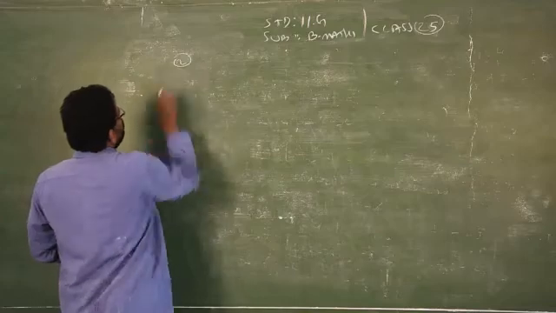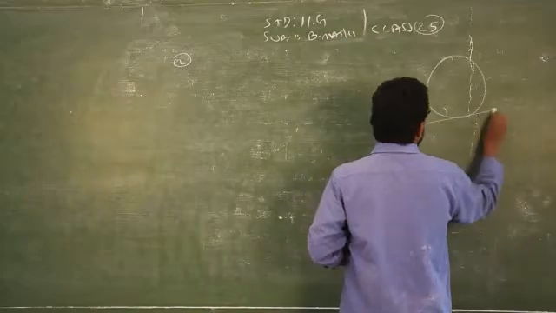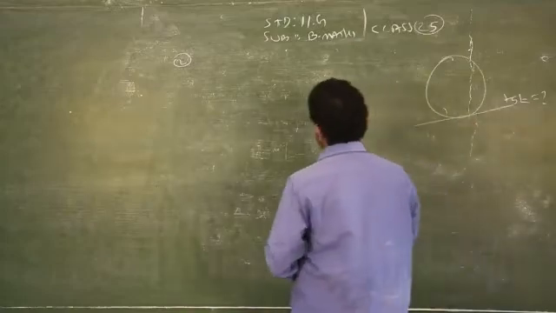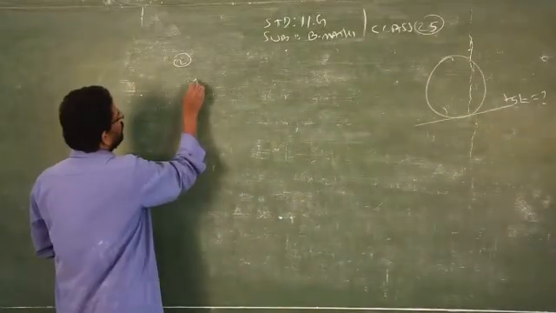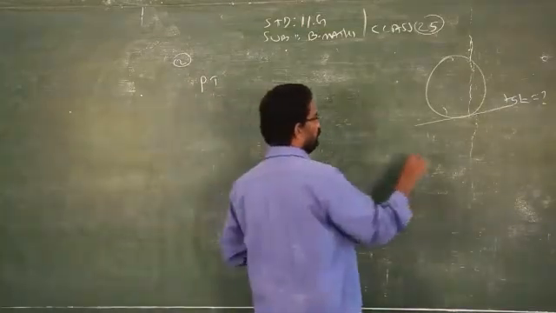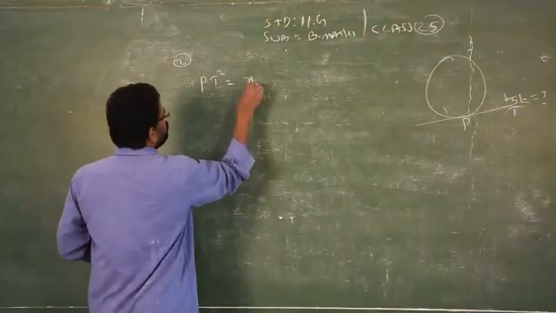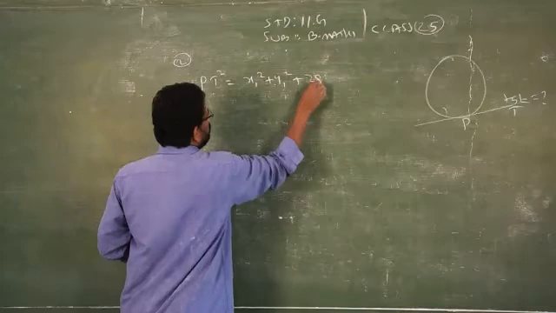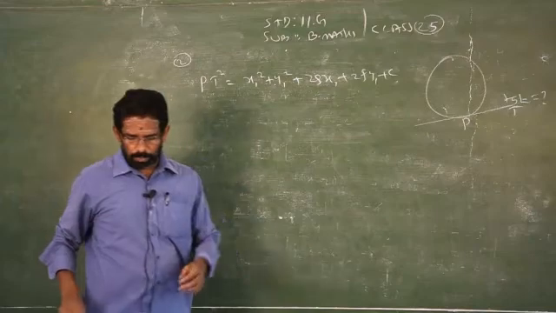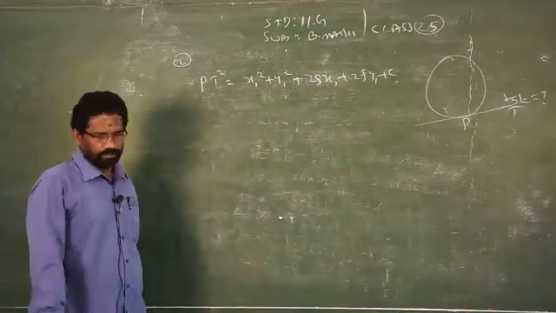Now for question number 2, you have to find the length of the tangent, the distance. Clear? So the formula here is, if I take the given point P, and consider this as PT, then PT square is equal to x1 square plus y1 square plus 2g x1 plus 2f y1 plus c. So this is the formula to find the length of the tangent.